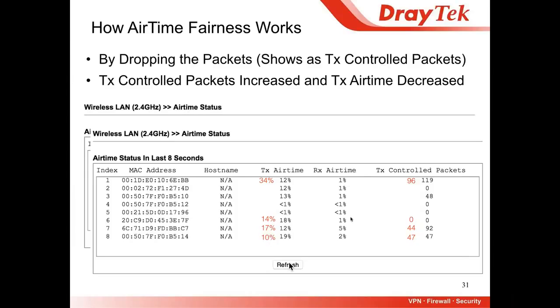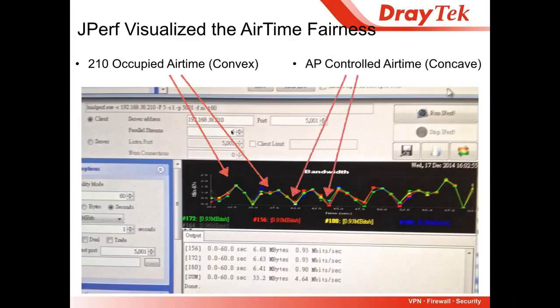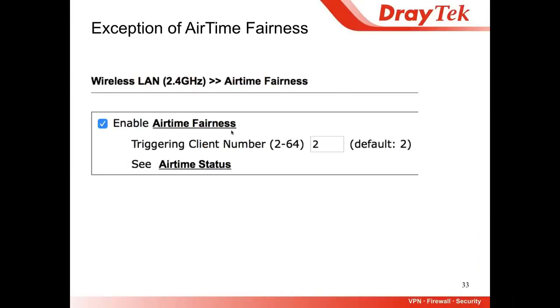So it's like the access point stops some stations from using the airtime, so other stations get more chance to use the airtime. Also, JPerf visualized the airtime fairness. This is the 210. It occupied the airtime as the convex part. And the access point controls the airtime, that's the concave part. So JPerf visualized the airtime fairness. Still, there are some exceptions to the airtime fairness.